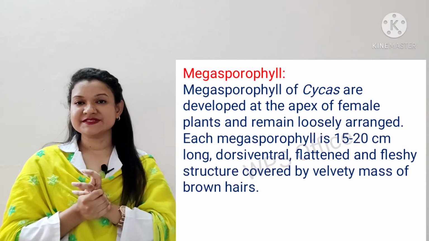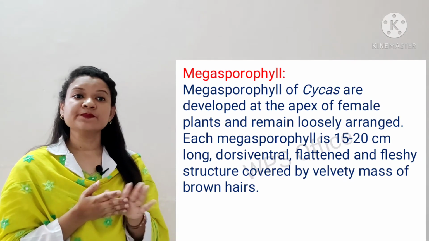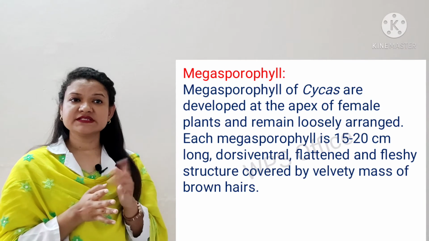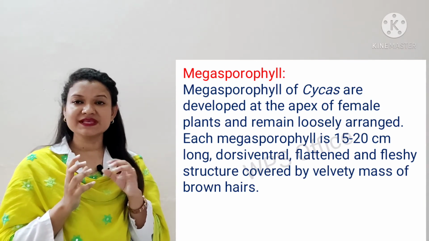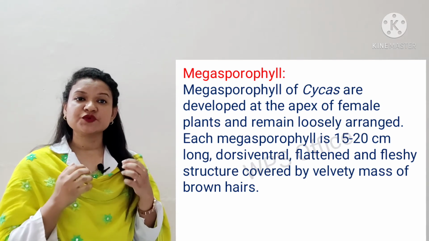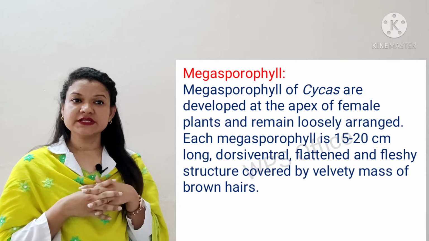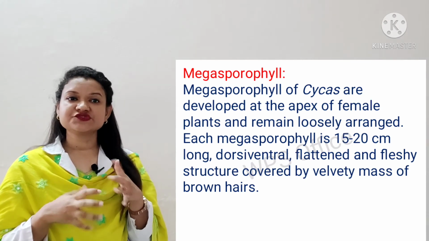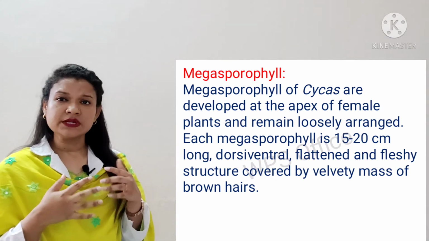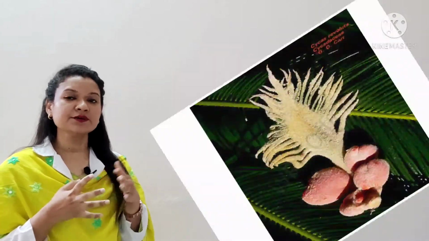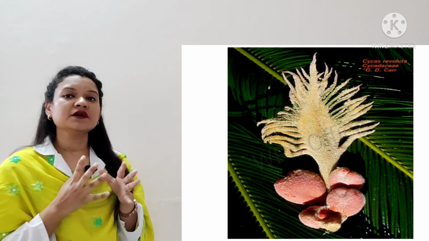Now I will describe the female reproductive part that is called the megasporophyll. Megasporophylls of Cycas develop at the apex of female plants and remain loosely arranged. Each megasporophyll is 15 to 20 cm long, a dorsiventral, flattened and fleshy structure covered by a velvety mass of brown hairs. Now you can see this is our picture of the megasporophyll very clearly.